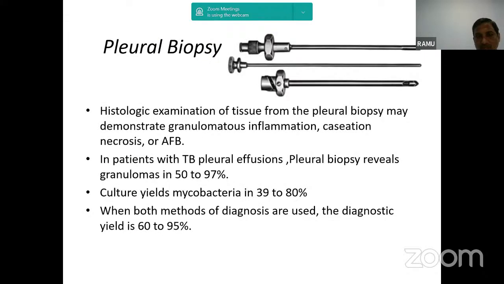Pleural biopsy: this is the Abrams hook needle that we use for closed biopsies. With pleural biopsies in pleural effusion, the yield increases to 39 to 80%.